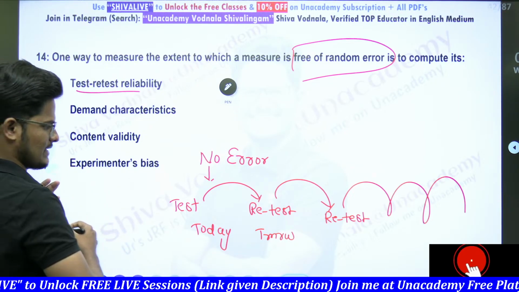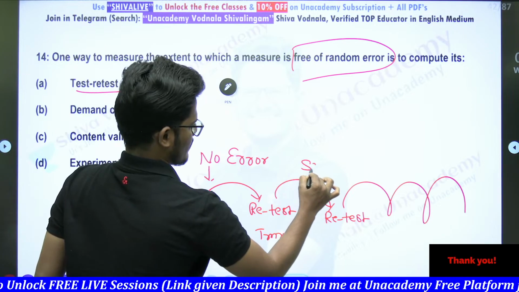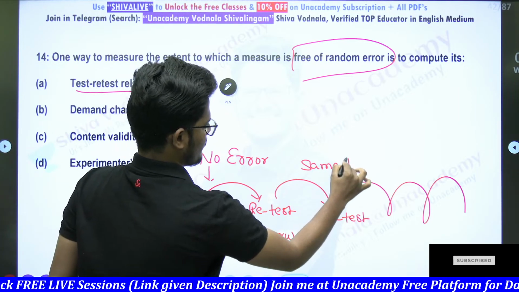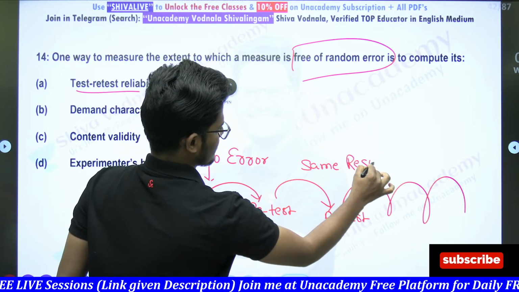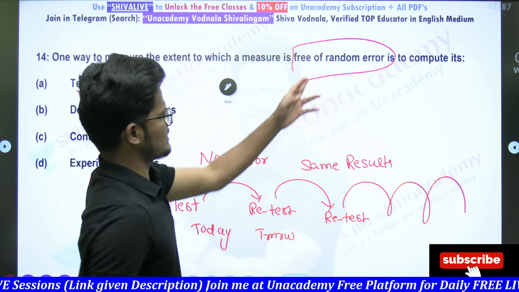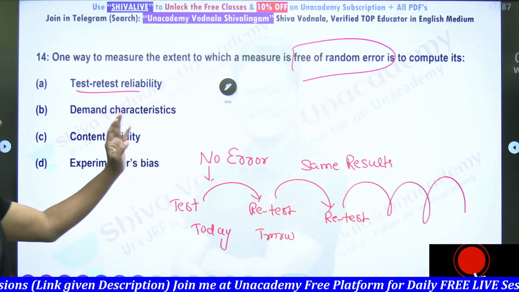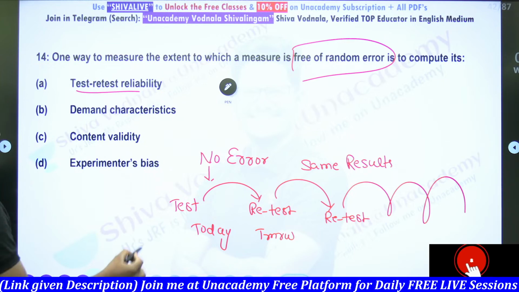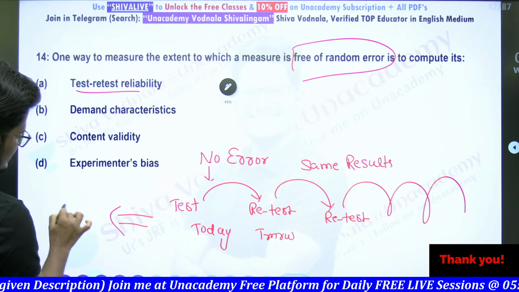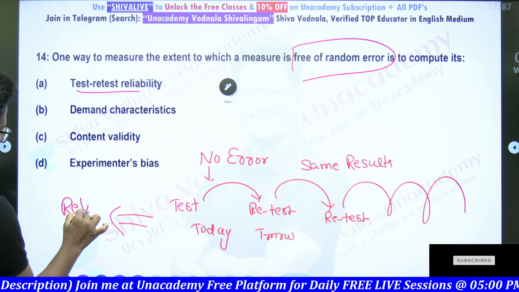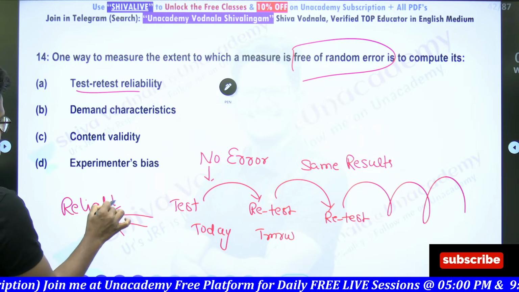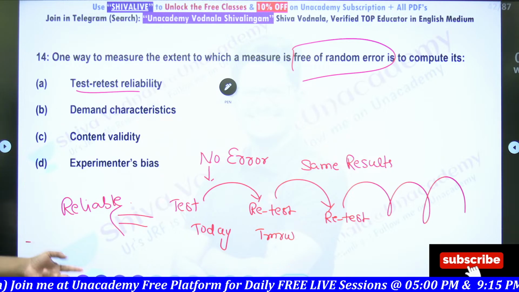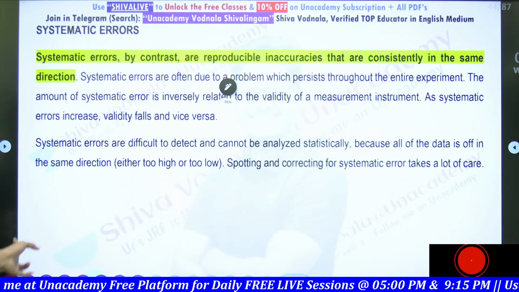when I am conducting and the same results are coming, obviously that will be free from errors. When the same results are coming, that is free from random error, which is called free from random error, and this test is going to be a reliable test and the outcome is reliable. We can believe in that outcome.